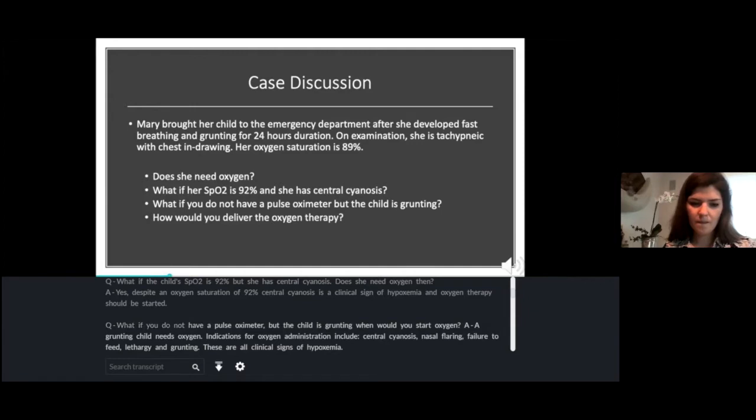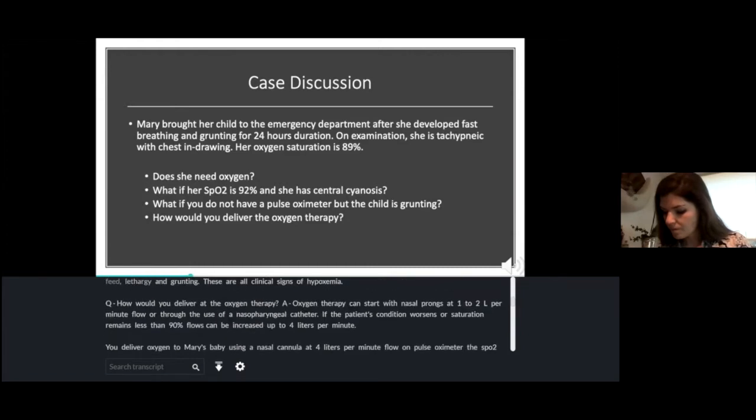What if you do not have a pulse oximeter, but the child is grunting? When would you start oxygen? A grunting child needs oxygen. Indications for oxygen administration include central cyanosis, nasal flaring, failure to feed, lethargy, and grunting. These are all clinical signs of hypoxemia.